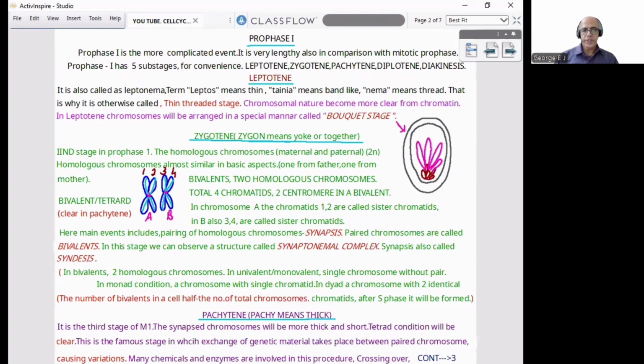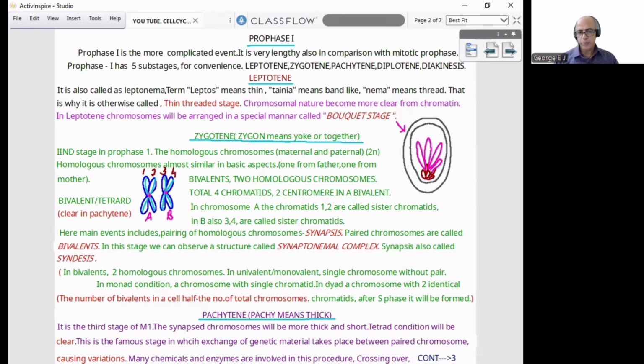Now, as usual, prophase 1. Prophase 1 is a more complicated event. In comparison with the mitotic prophase, it is very lengthy also. And in meiotic prophase 1, there are 5 substages, only for convenience. They include leptotene, zygotene, pachytene, diplotene, diakinesis.